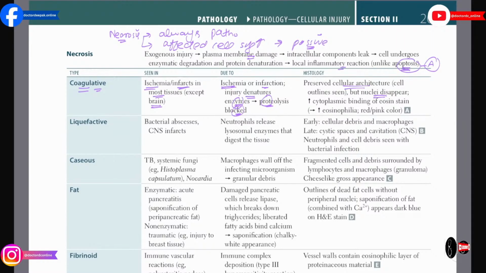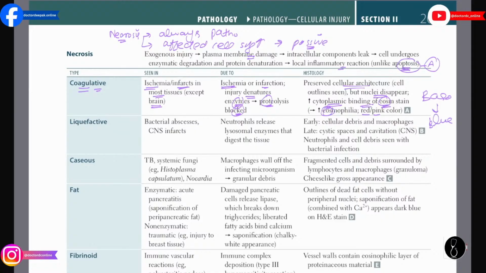Then in coagulative necrosis, when you see the tissue under the microscope, you will see the cytoplasmic binding of eosinophilic staining is increased. Eosinophilic means it is going to look red or pink in color under the microscope or under histology. So eosinophilia simply means the tissue becomes more red and pink. And you also have to get familiar with another term, that is basophilia. Basophilia means it is going to be more blue, and if it is more red or pink, it is called eosinophilia. So these are the important parts.